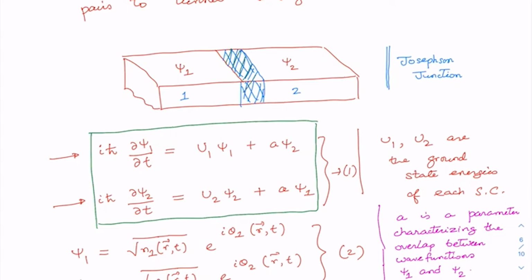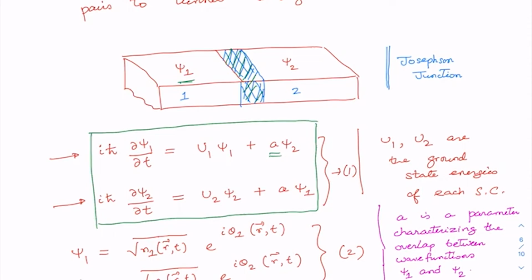a thin insulating layer. Psi 1 refers to the wave function describing superconductor 1. Psi 2 refers to the wave function describing superconductor 2. And U1 and U2 are the ground state energies of each superconductor, and A is a parameter which characterizes the overlap between the wave functions psi 1 and psi 2. In fact, you can term A as the coupling parameter between the two superconductors.